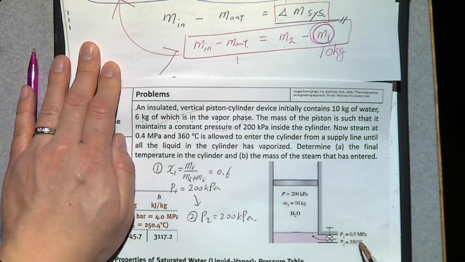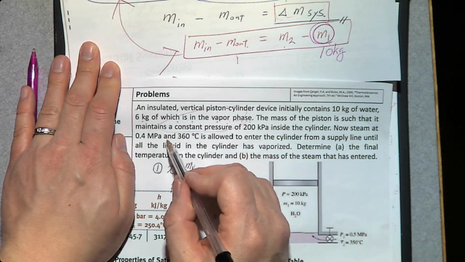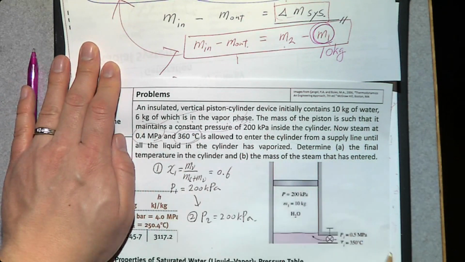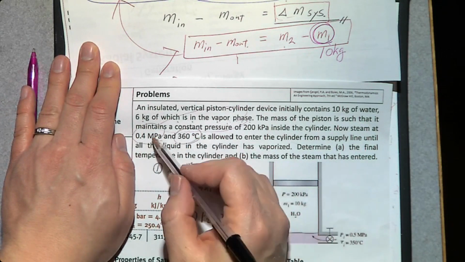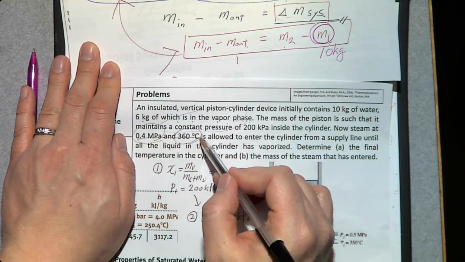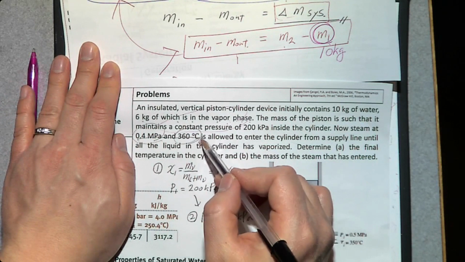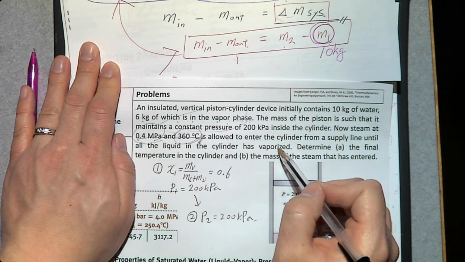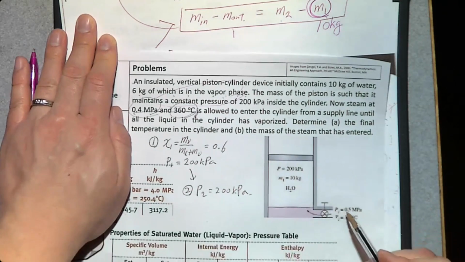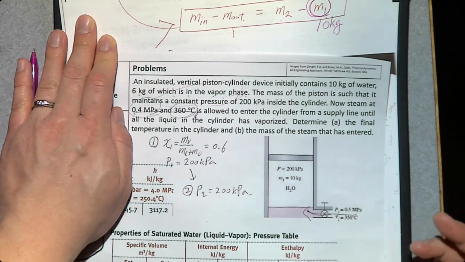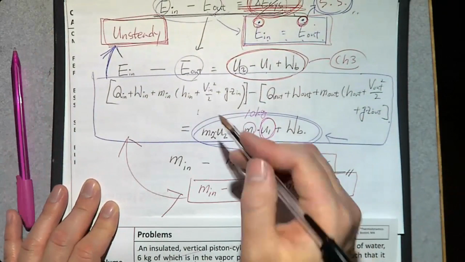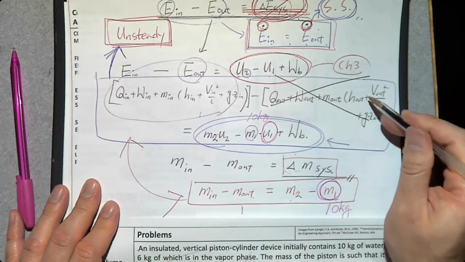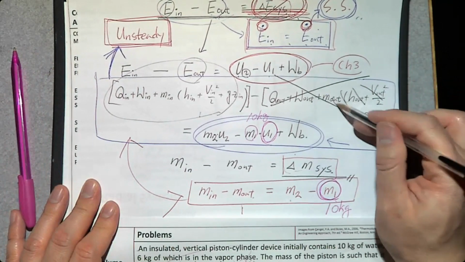We have the steam entering the system at 0.4 megapascal, 360 degrees Celsius. So we can use this information to determine the properties at the inlet. What about the exit? There's no information about the exit. So we have an inlet and that's it. There's no exit, so we can neglect everything on this side.